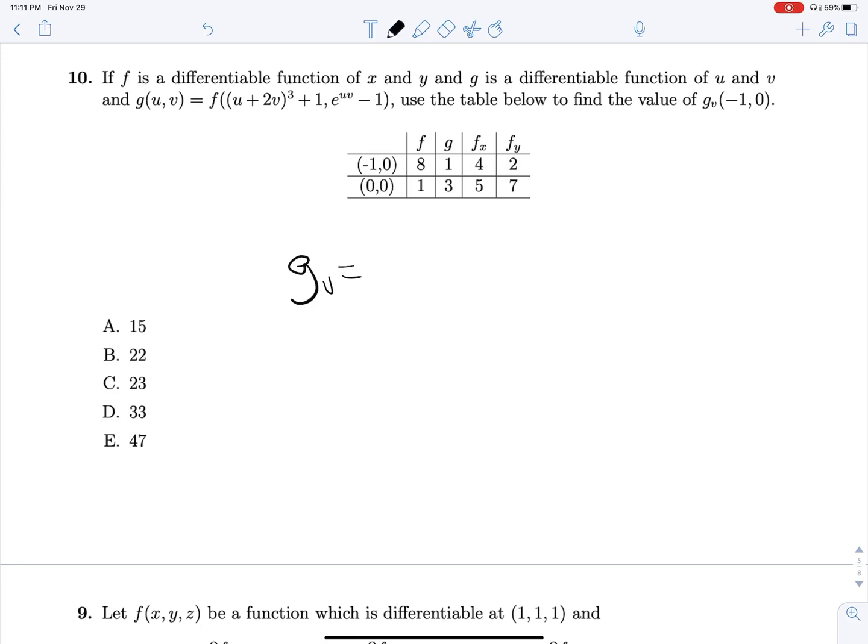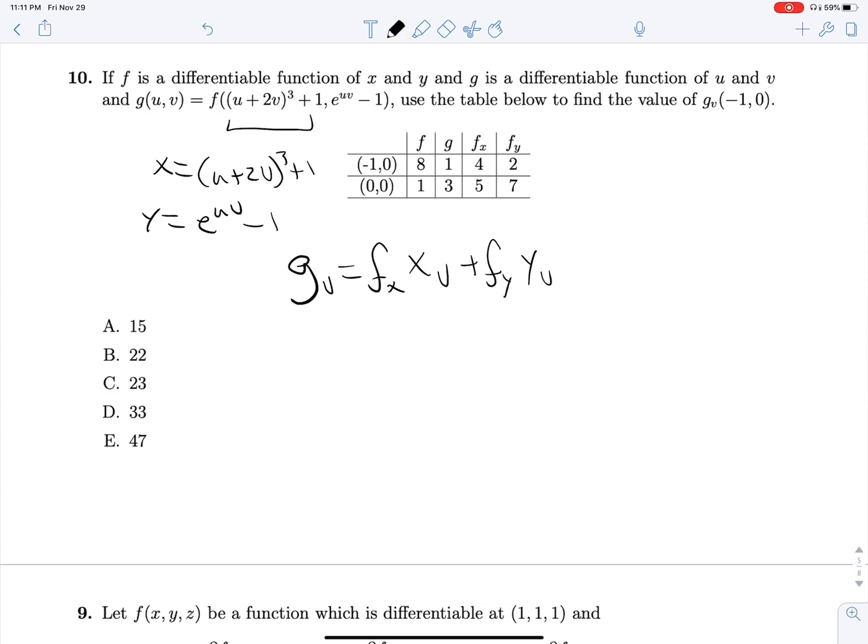This first component is going to be x, so our x component is u plus 2v cubed plus 1, and our y component is e to the uv minus 1. So gv is going to be fx xv plus fy yv. And let's see how much of this information we get from the table. As it turns out, it's not everything, but again, they're trying to trick us with this.